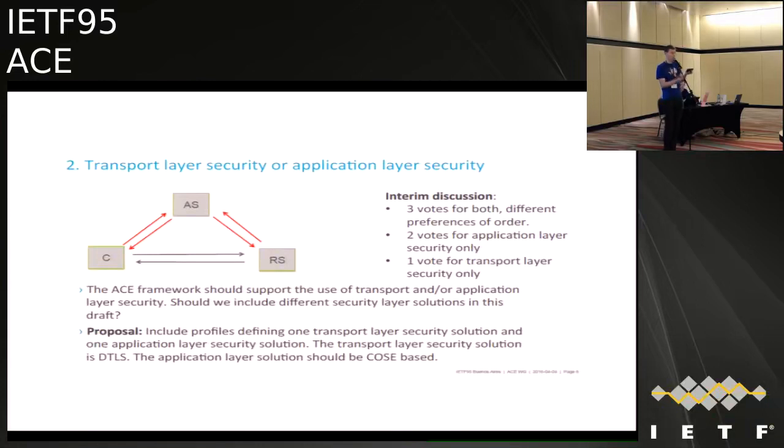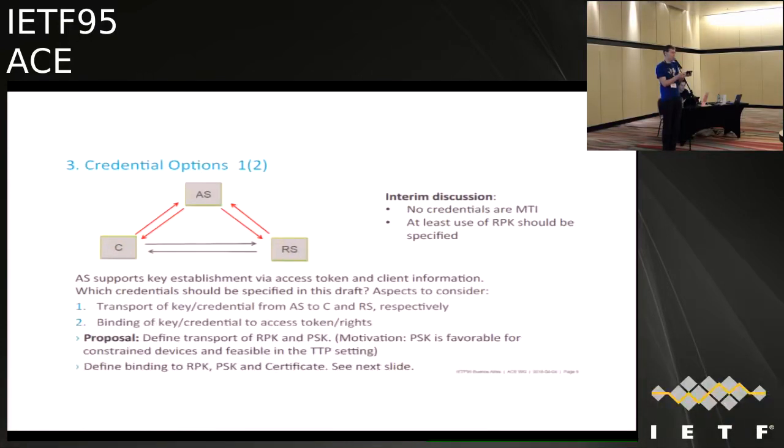Number 3 is credential options. So the question here is, there might be different types of credentials used by client and resource server to authenticate each other and establish a secure session, and which should be detailed. And in the interim discussion, we agreed that no credentials are mandatory to implement, but at least the raw public keys should be specified, the use of raw public keys. So that's basically the question. Which credentials should be specified?